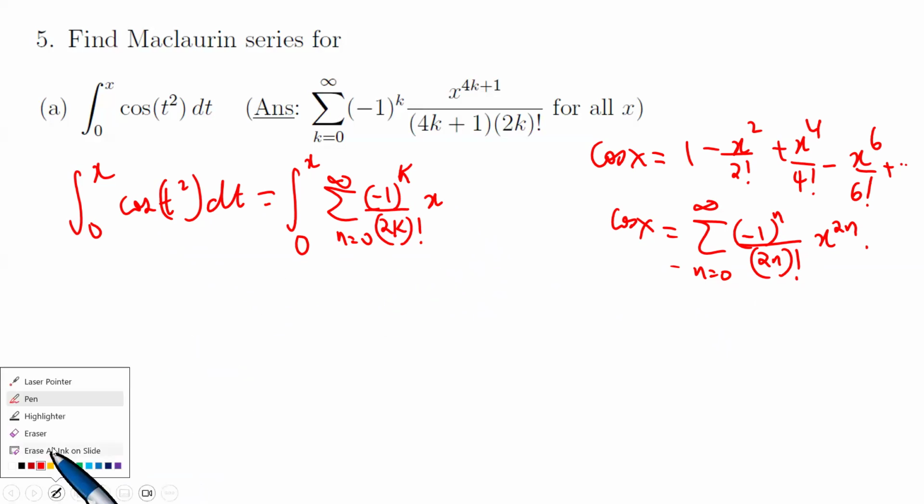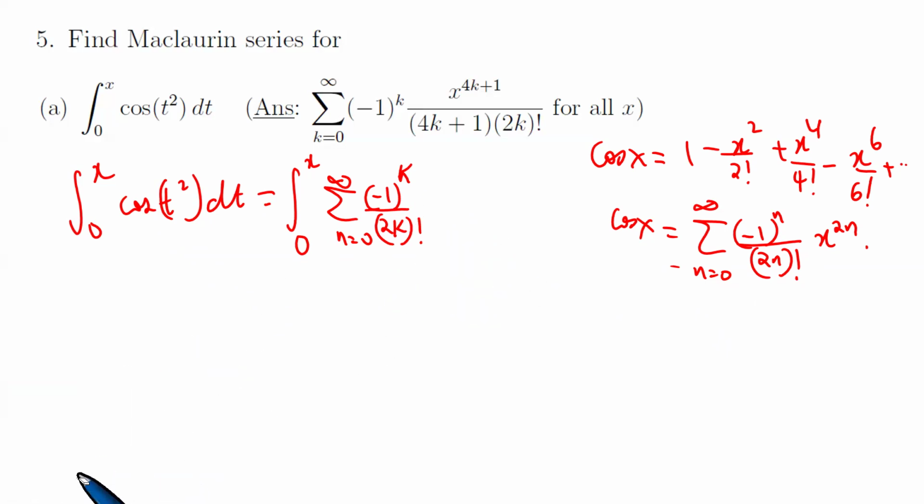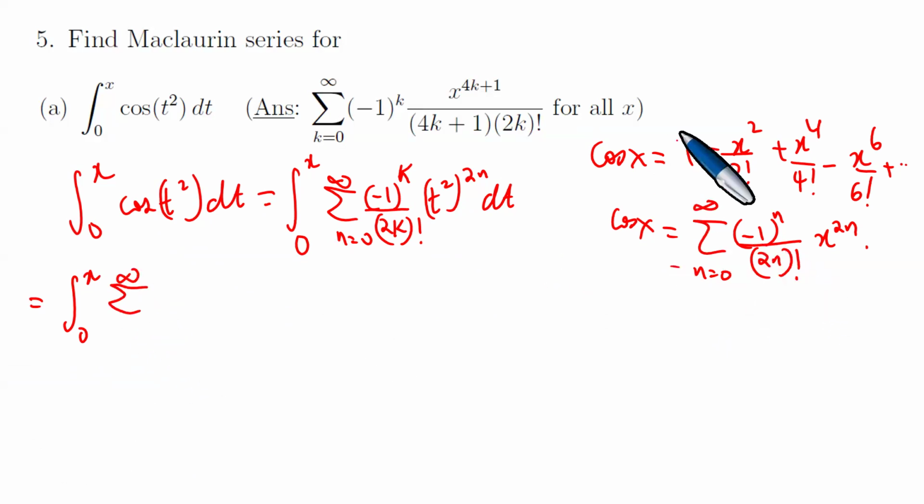In this case, there is not x, but there is t squared. So you're going to do t squared, then you have 2n, and you have dt like this, giving us the integral from 0 to x of the infinite series. You can write it like this, because the answer is already in sigma notation. So you have minus 1 to the k, then you have t. This one is going to be 2 times 4 here.